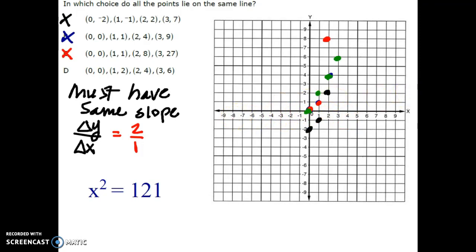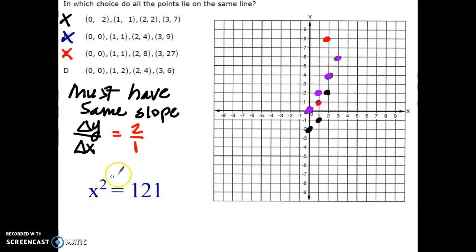I'll pick the purple line. Okay, so (0, 0), and then (1, 2). Sorry, I was about to say rise over run. (1, 2), and then (2, 4), and then (3, 6). So you shouldn't miss this problem if you just do this. Oh gosh, that was funny.